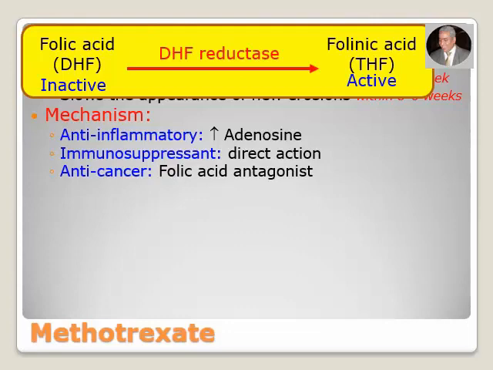Folic acid is activated by the enzyme dihydrofolate reductase, which converts the inactive dihydrofolate into the active tetrahydrofolate needed for cell division. This step is inhibited by methotrexate, that is, methotrexate is a folic acid antagonist, like the antibacterial trimethoprim and the anti-malarial pyrimethamine.